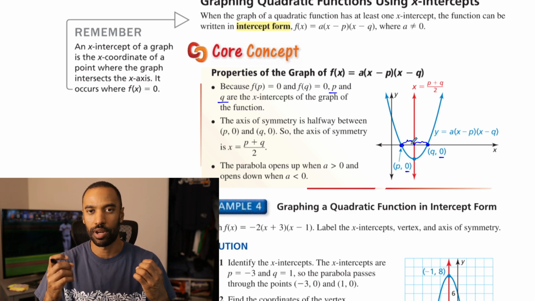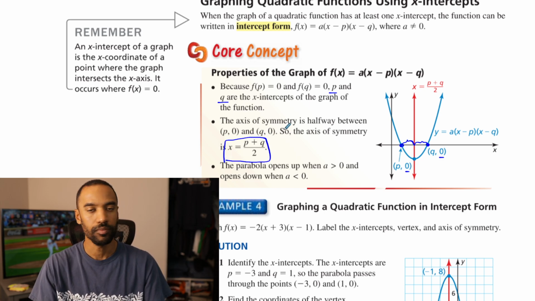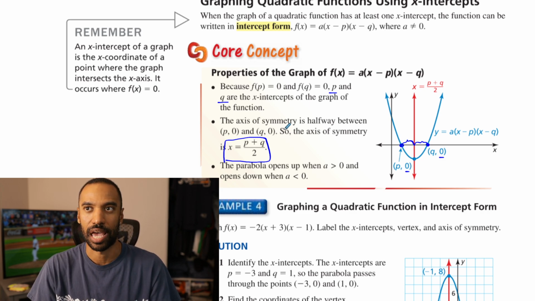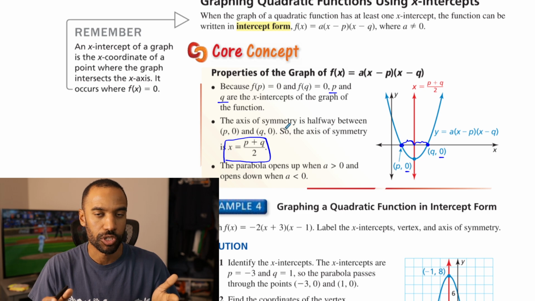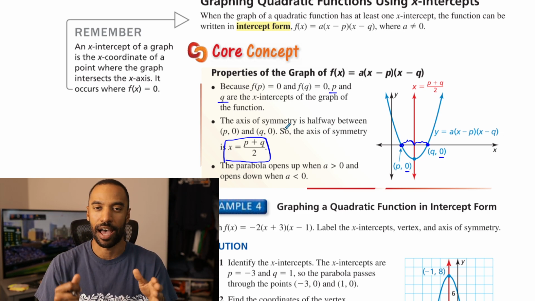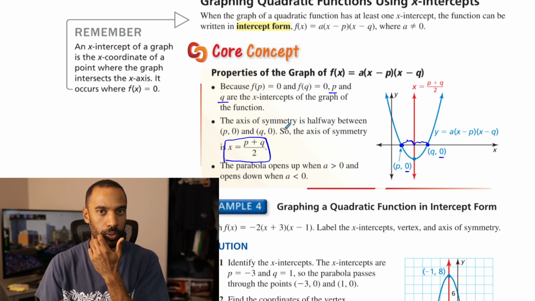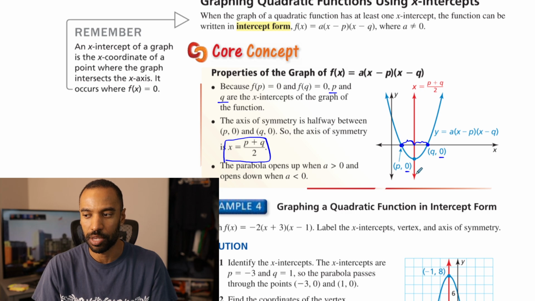A midpoint of two numbers is averaging those numbers. That's why you're seeing a little formula here where you add them up and divide by two. I'll ask something very easy. What's halfway between the numbers 1 and 5? Halfway between 1 and 5 is 3. You can either count half the distance between, or you can average 1 and 5. 1 plus 5 divided by 2 is 6 over 2, which is 3. Anyway, that's your x value for your axis of symmetry.